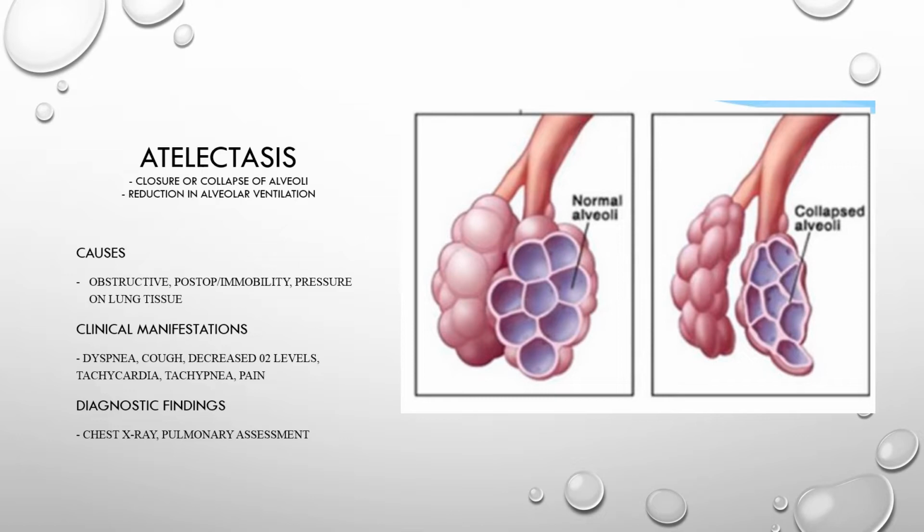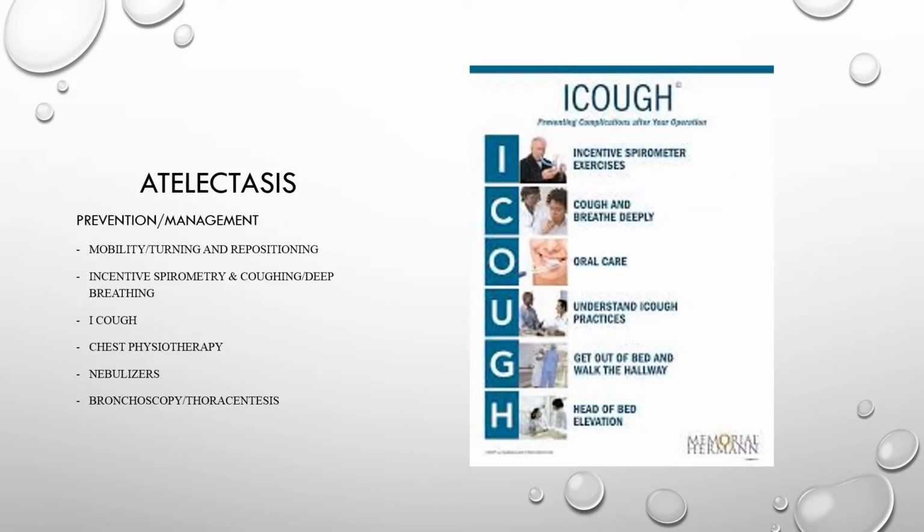Atelectasis is diagnosed by completing a chest X-ray. And when completing a pulmonary assessment on a patient with atelectasis, we would expect to find diminished lung sounds in the area that is affected. When we look at ways for preventing atelectasis, it really stems back to those basic nursing interventions that we learned early on in nursing school. The main goal of these nursing interventions is to expand the lungs and to manage the secretions.